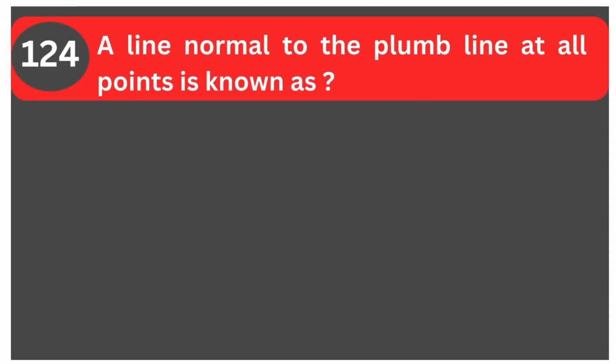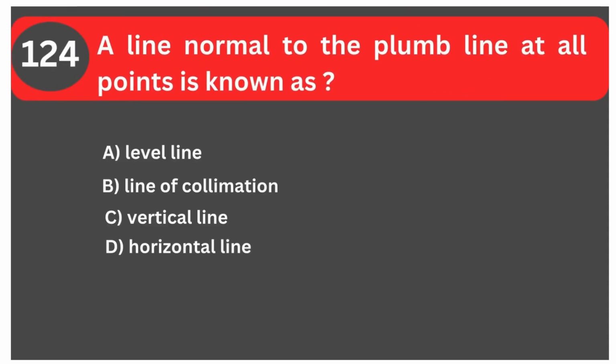A line normal to the plumb line at all points is known as. Options: A. Level line. B. Line of collimation. C. Vertical line. D. Horizontal line. Answer: A. Level line.